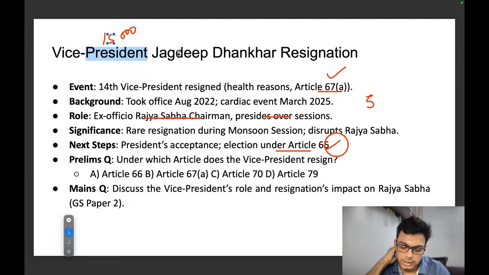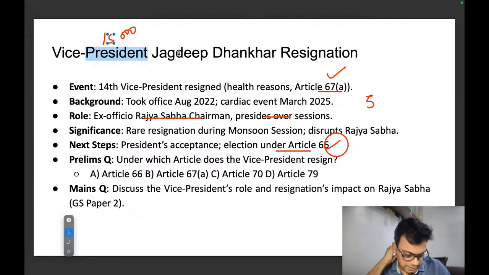I'll repeat the question. There are four statements related to the value of the vote in the vice presidential election. First, the value of a Lok Sabha member's vote is greater than that of a Rajya Sabha member. Second, the value of Rajya Sabha members is greater than that of Lok Sabha. Third, the value is equal. Fourth, none of the above. No one is able to answer.